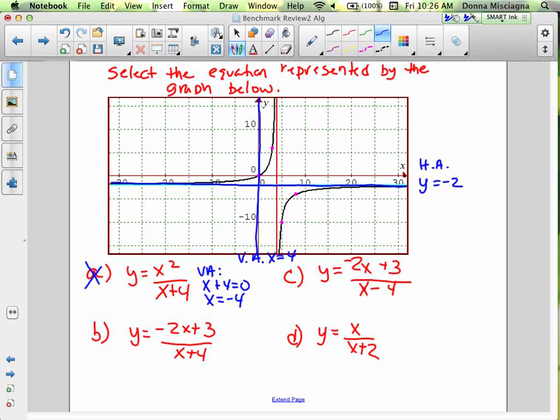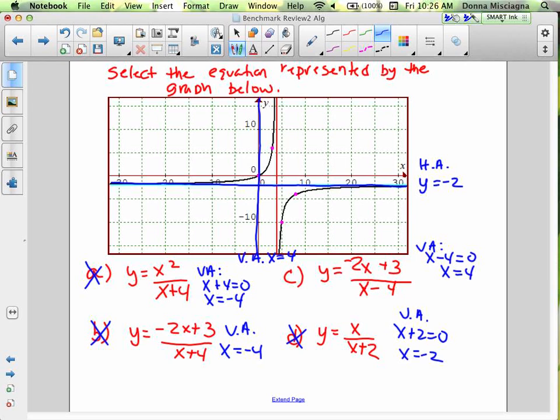Here, it's also x equals -4 for the vertical asymptote. Go ahead and eliminate that one. Here, x plus 2 equals 0, x equals -2. That's got the wrong vertical asymptote. Eliminate this one. Vertical asymptote, x minus 4 equals 0, x equals 4.